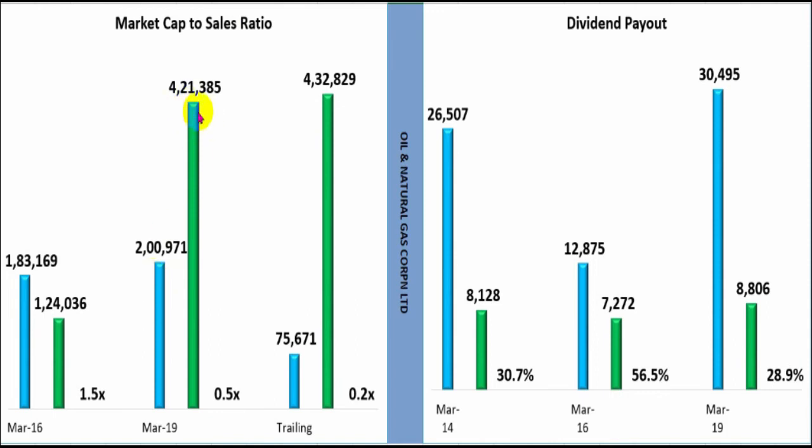So we are getting it at half the price at which the sales is taking place per share. If we look at it on a per share basis also, if you are paying 1 rupee for the share, then the company is doing 2 rupees of sales on that one share. So that's a 0.5 times multiple.